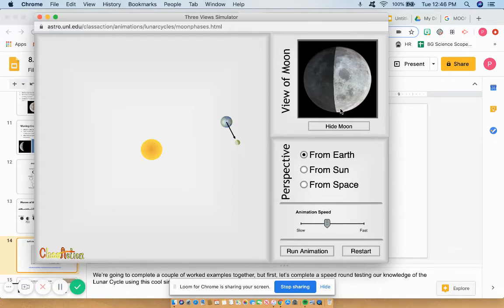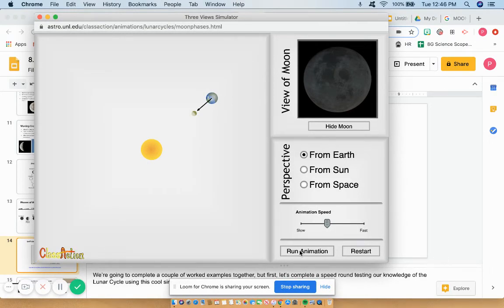So if this was our waxing gibbous phase, what would be the next phase, Kenya? Kenya told me full moon. Let's see if she's right. She is correct. Great job, Kenya. Let's do one more, guys. Miguel, be ready because I'm going to call on you. All right, Miguel, please tell me what phase the moon is in here.